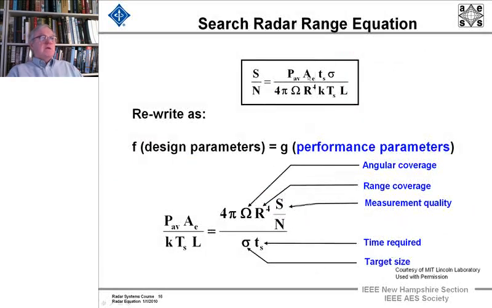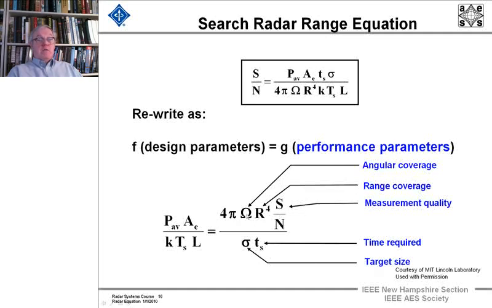Okay. Now let's look at the search radar equation and what does it tell us if we rewrite it into a form where we have on the left all the different design parameters in black, and on the right all the different performance parameters, and they're in blue.